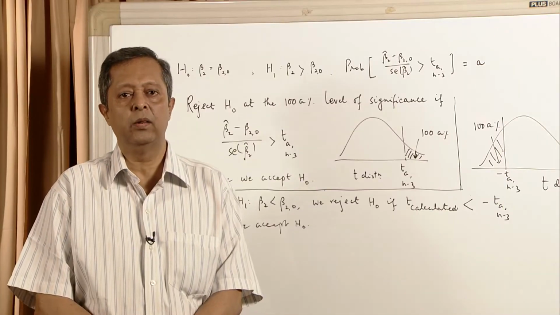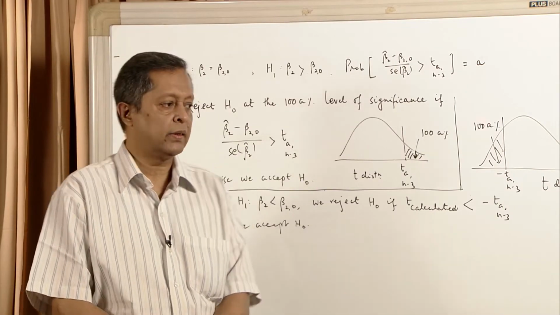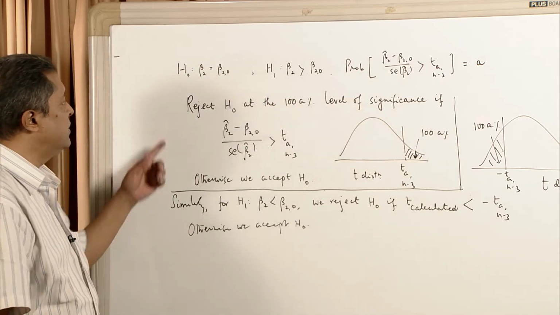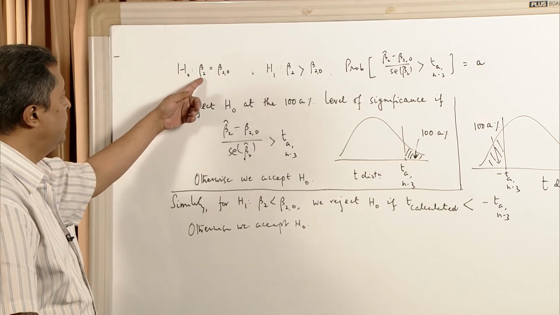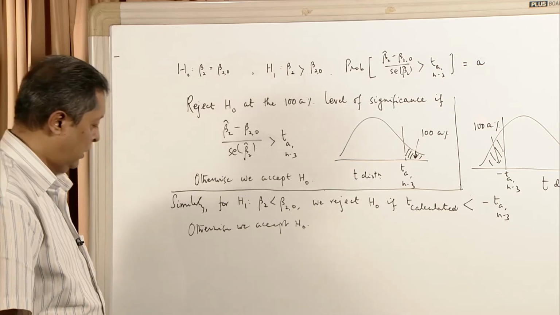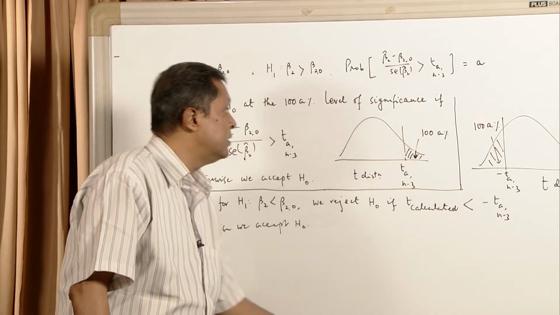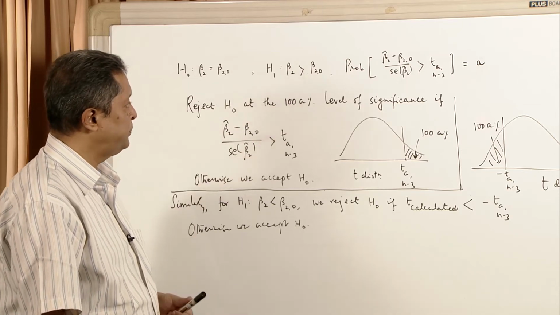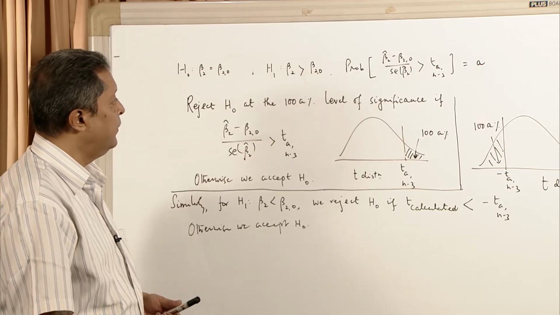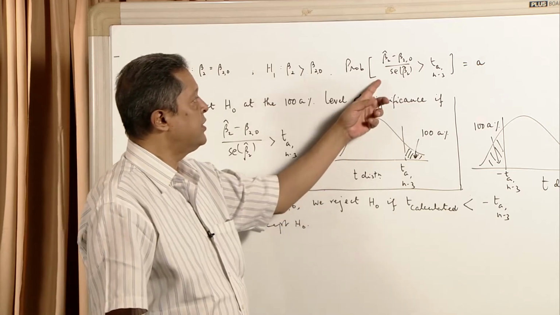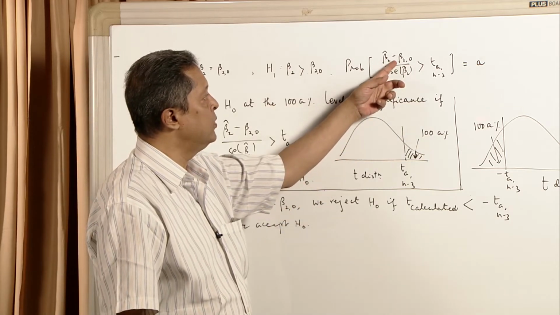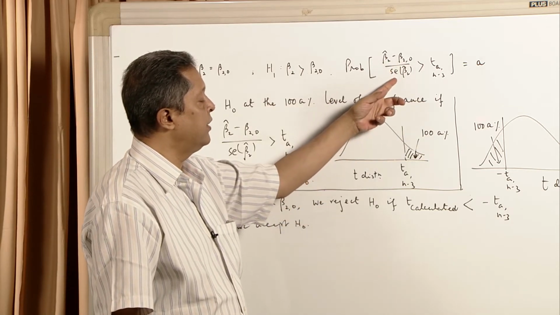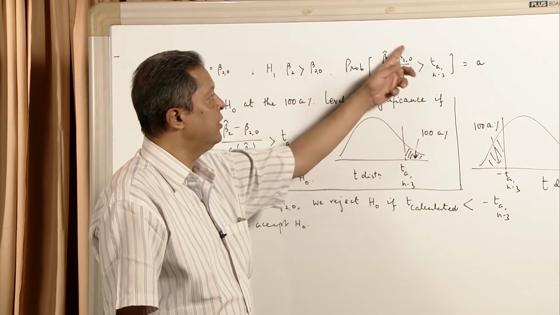Now, let us take a look at one-tailed tests. The null hypothesis is as earlier H naught beta 2 equal to beta 2 naught, but the alternative hypothesis is now beta 2 greater than beta 2 naught. And we know that we will use the test statistic beta 2 hat minus beta 2 0 divided by standard error of beta 2, which follows a t distribution.